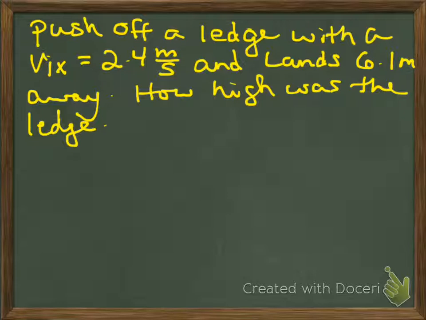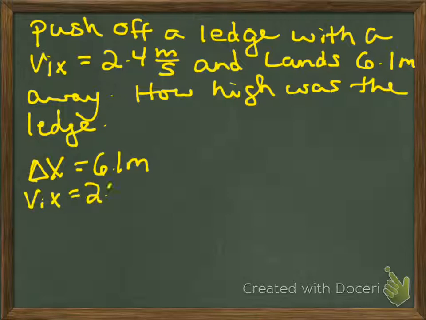Now again, if you're comfortable with these types of problems, you can go ahead and fast forward or rewind this at any time to suit your needs. In this case, we have the delta x is 6.1 meters. We have our VIX is 2.4 meters per second.